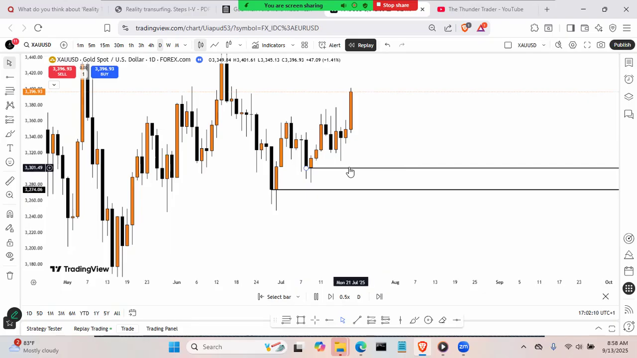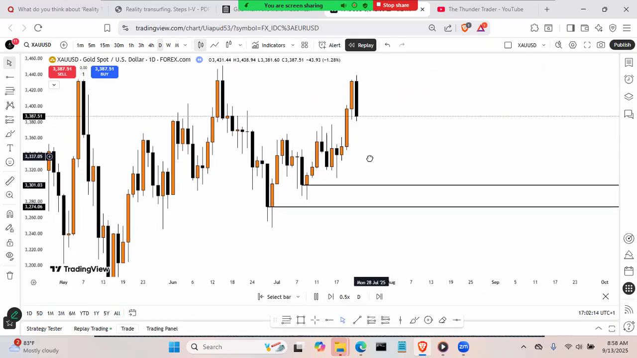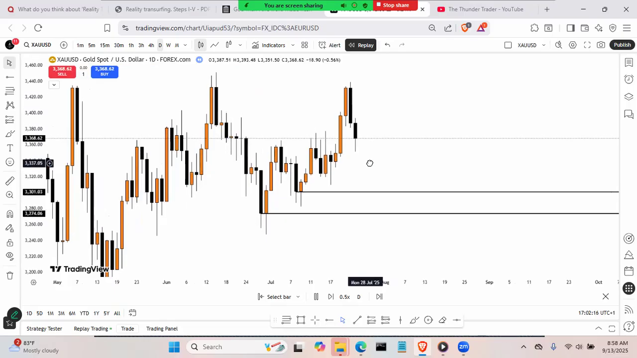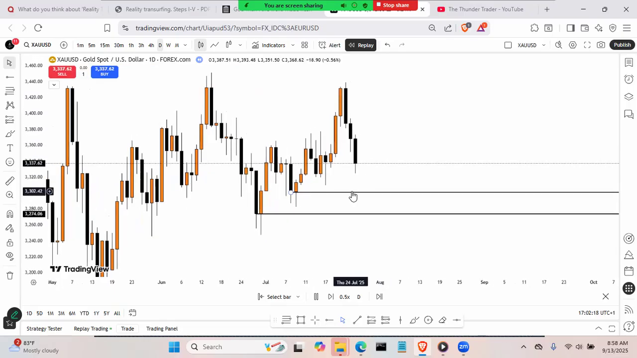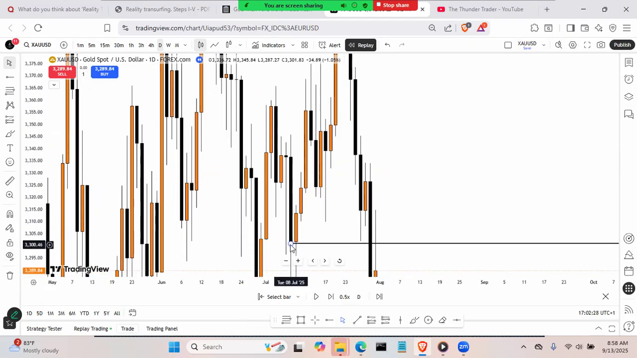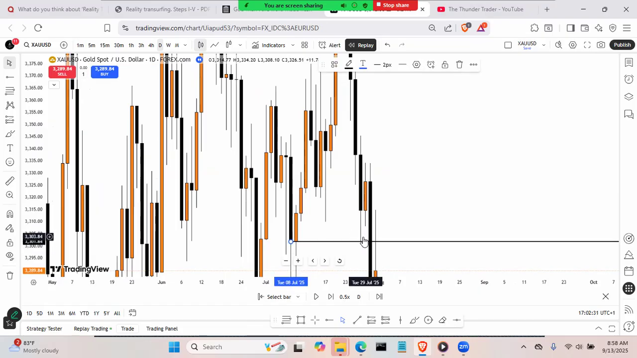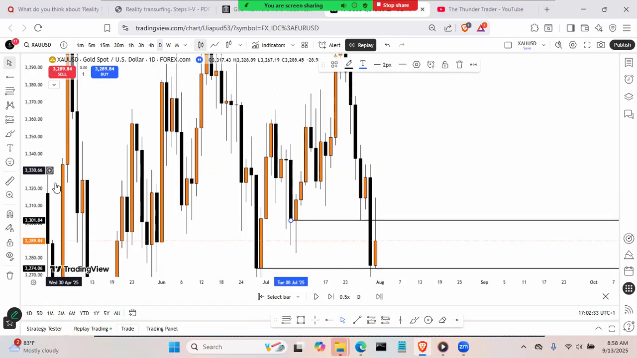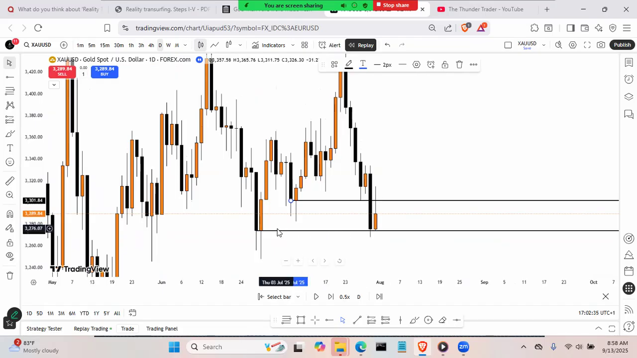But when you have, let's say, one, two, three levels, what you can actually do is sometimes go to a higher time frame. Let's see what's gonna happen. Did it react from there? Okay, pause that. It reacted from there at first, but it still dipped down to the lower level.